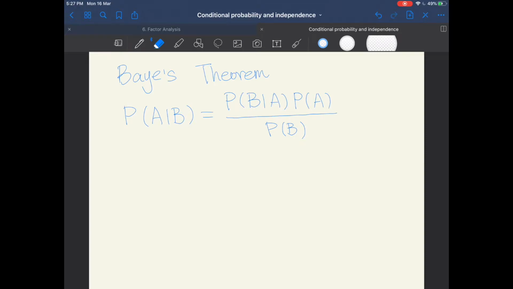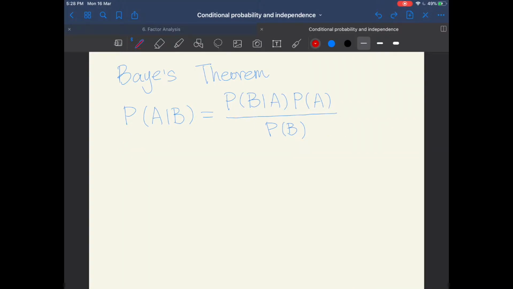Now that we have cleared the definitions of the two concepts, namely conditional probability and independence, let's look into Bayes' theorem, which is based off conditional probability. So Bayes' theorem basically states this mathematical statement. The conditional probability of A given B is actually the product of conditional probability of B given A multiplied by probability of A, divided by probability of B.